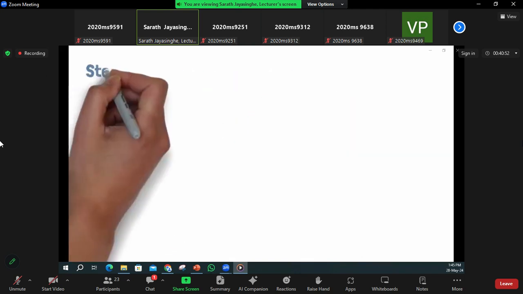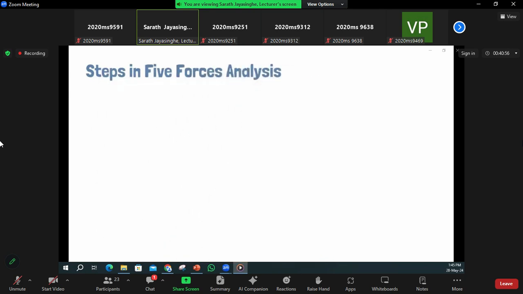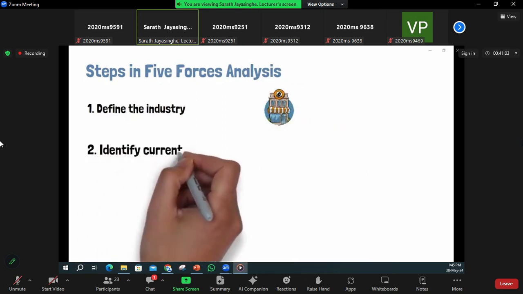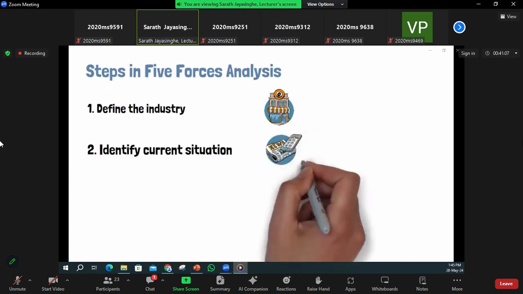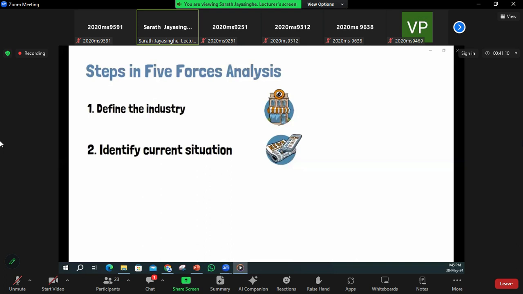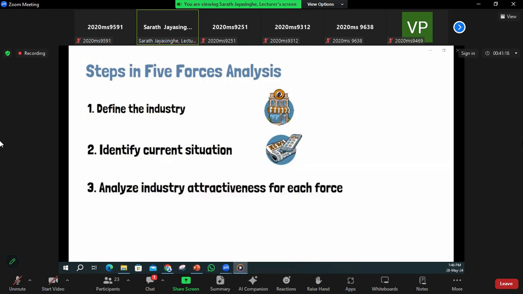If you do a 5 forces analysis, the best is to take a step-by-step approach as follows. 1. Define the industry that you are analyzing. 2. For each force, identify the current situation. Who are the most important competitors, customers, and suppliers? What are the substitutes and entry barriers? 3. Analyze the attractiveness of the industry for each of the 5 forces. For each force, are there factors that make the industry easy or difficult for companies?